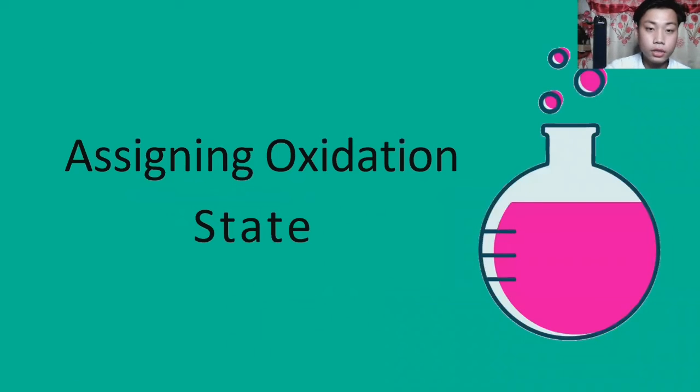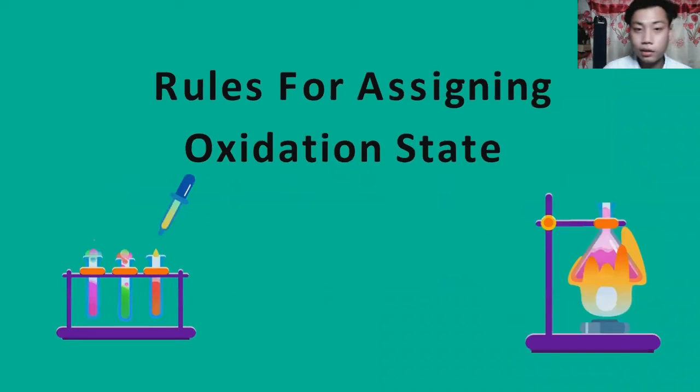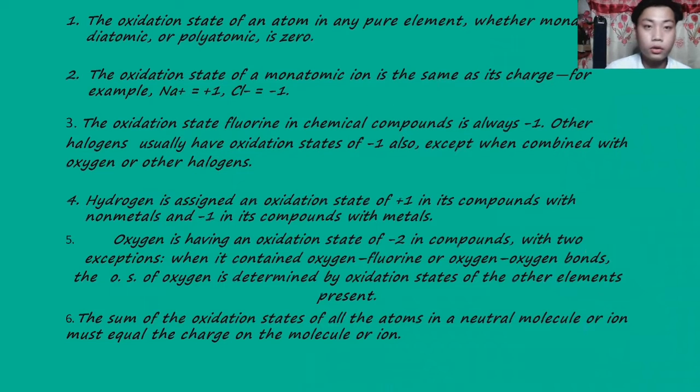For assigning oxidation states, the rules are as follows. First, the oxidation state of an atom in any pure element, whether monatomic, diatomic, or polyatomic, is always zero. The oxidation state of a monatomic ion is the same as its charge. For example, sodium is positive 1 and chlorine is negative 1. The oxidation state of fluorine in chemical compounds is always negative 1, and the same is true for the other halogens, except when combined with oxygen or other halogens.